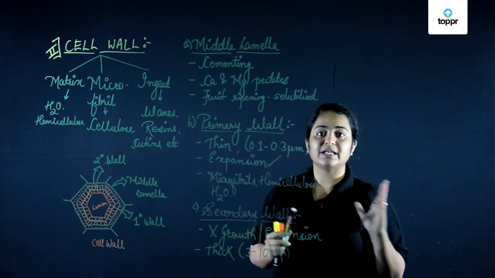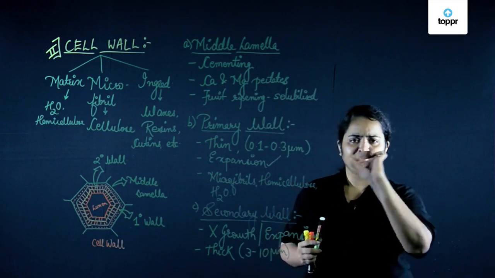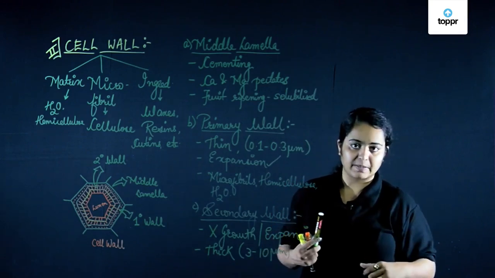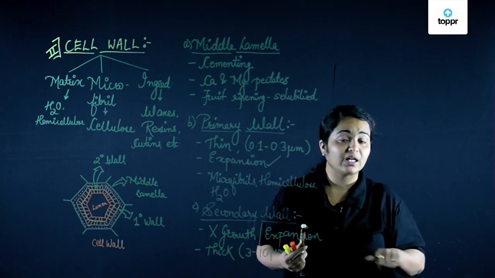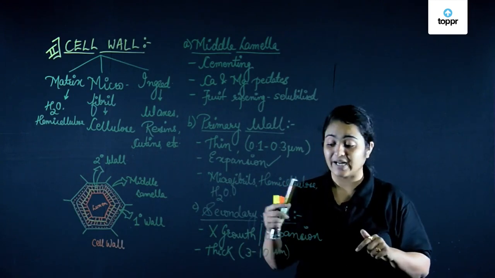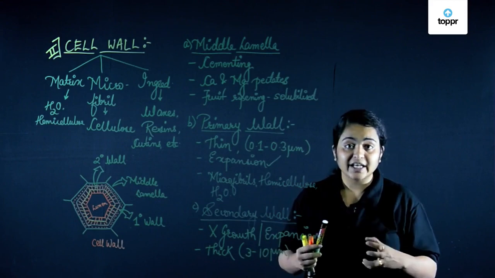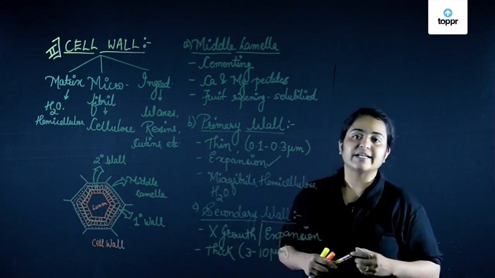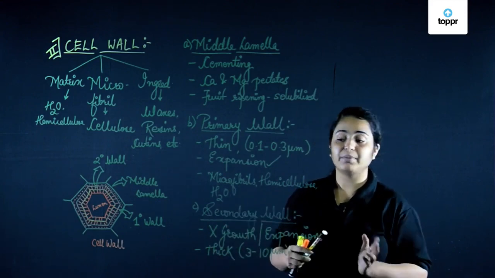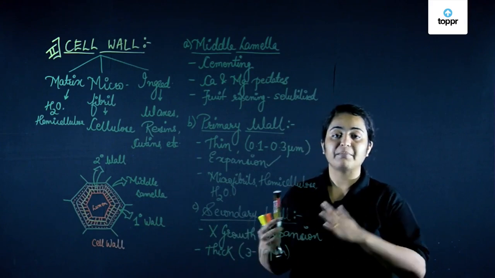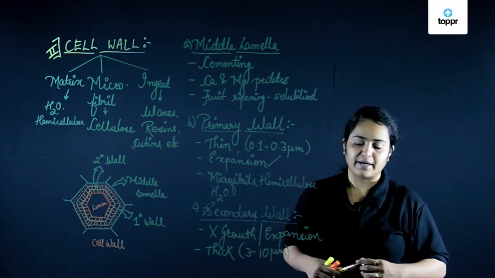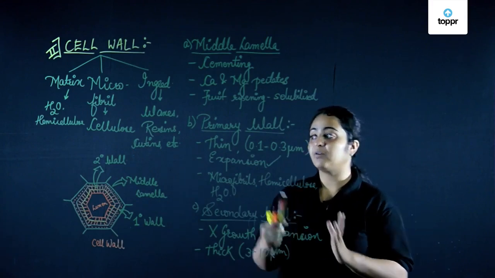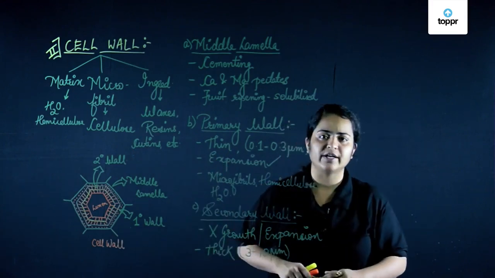Then we have the next layer, that is the primary wall, which is nothing but a very thin layer capable of expansion. And in contrast to this, we have the secondary wall, which does not allow growth or expansion, and hence it is very thick in nature. The difference in the secondary wall helps us to differentiate between the cells of parenchyma, collenchyma, sclerenchyma or any other vascular bundles for that matter. Now, this was about the structure of the cell wall in general.